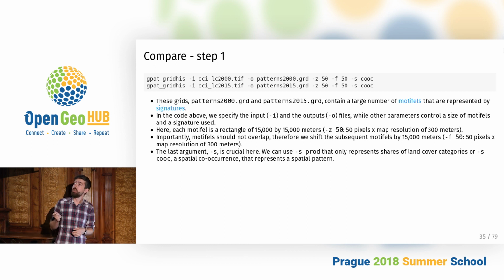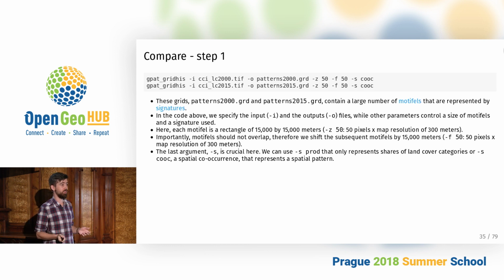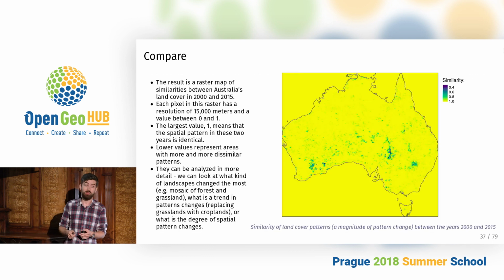So again, we are using the same function as in the previous example, which is GeoPAT grid hist. But this time we are using, firstly, data from 2000, so land cover of Australia for 2000, and in the second example we are using 2015. And my local landscape is 50 by 50 pixels. So in this example it is 15 by 15 kilometers. And the second step, we are just comparing the pattern in 2000 with the pattern in 2015. And we are producing, again, a GeoTIFF file. So that's the result.